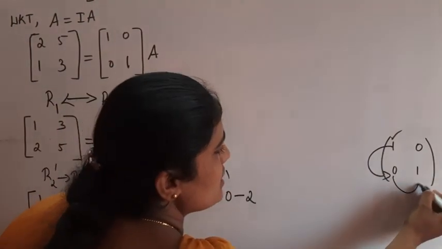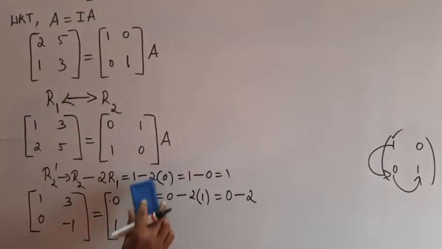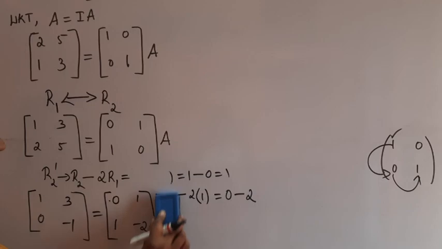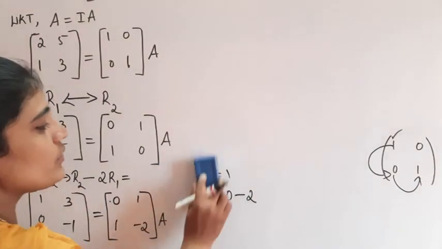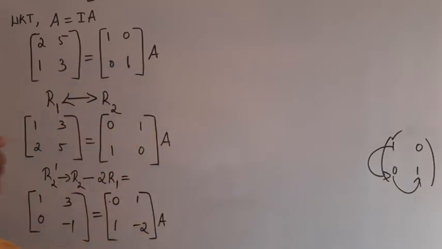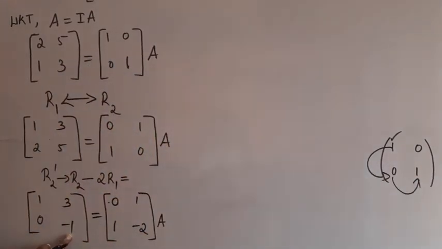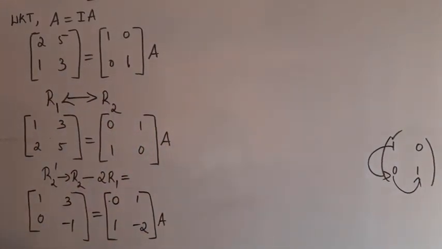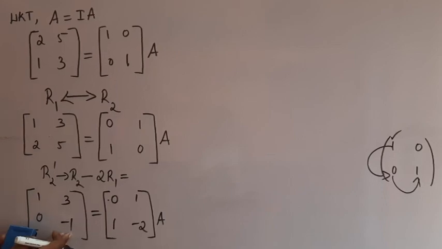Next, move on to the second row, second element. What do we have to get? Here we have to get the element 1. See what we have here, it is minus 1. If you multiply by minus 1, again it becomes plus 1.